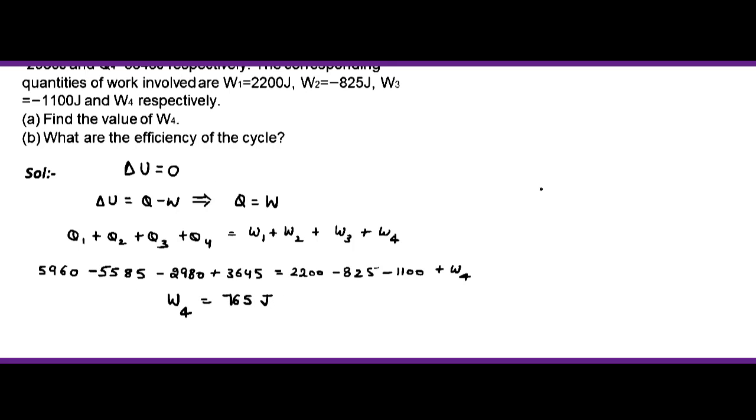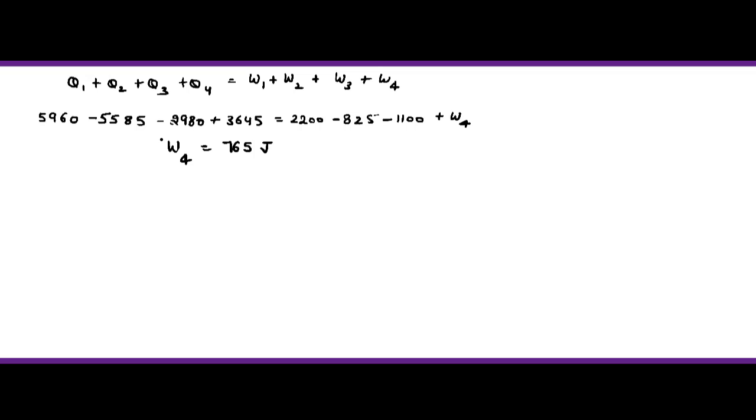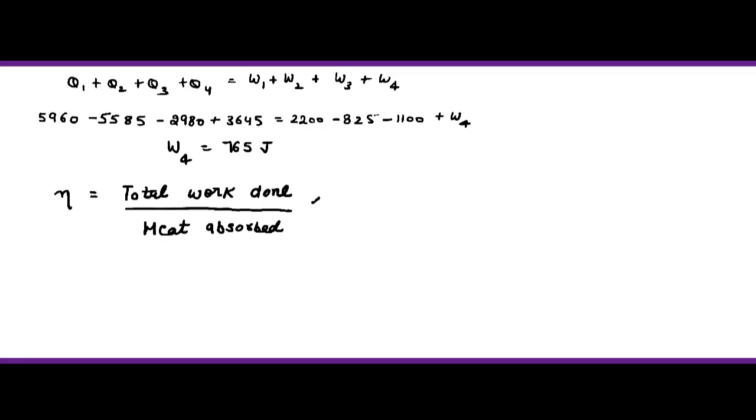In the second part, we are asked for the efficiency, so first I will write the efficiency formula. The formula for efficiency is total work done divided by heat absorbed, multiplied by 100. So it will be W1 plus W2 plus W3 plus W4, whole divided by heat absorbed.